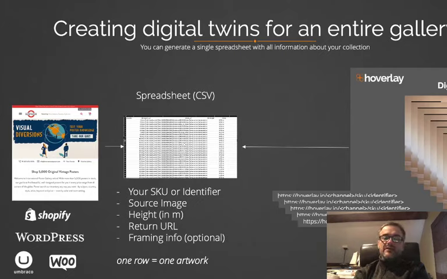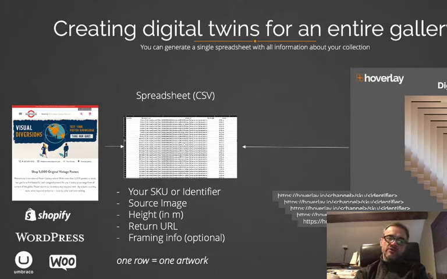So the interchange format that we use for that is a spreadsheet in a CSV format, so that is a computer readable spreadsheet and human readable as well. And in the spreadsheet, you will add the SKU or identifier for the art piece, the source for the image, the height, the return URL, again, it's optional, and any framing information that you may want to add a frame basically on top of the artwork. Again, it's optional, so if you don't put any, there won't be any frame.